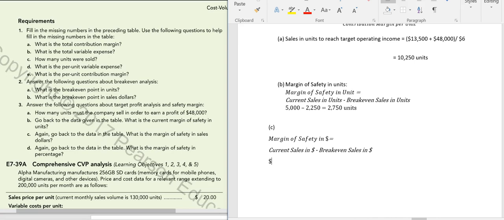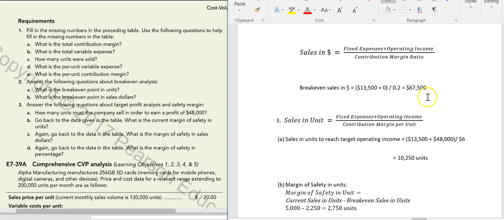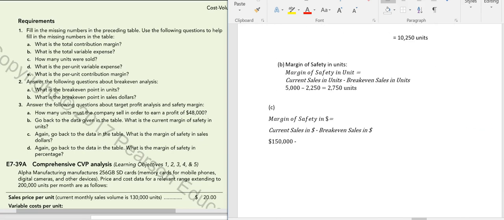So current sales is 150,000 minus our break-even sales, which we found here, 67,500. Again, margin of safety means the extra excess sales, the cushion. How safe the company is on top of their break-even sales, because break-even is kind of the limit. If you go below that, you will make a loss. If you make sales above that, you will make a profit. So this margin of safety is telling you the extra amount of sales they are making on top of their break-even sales, and it could be in terms of dollars or in terms of units.